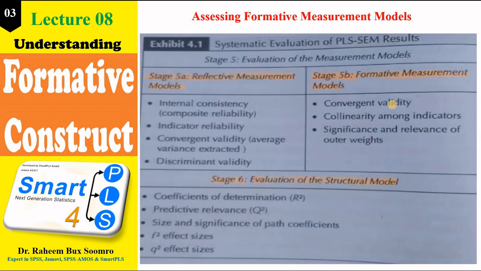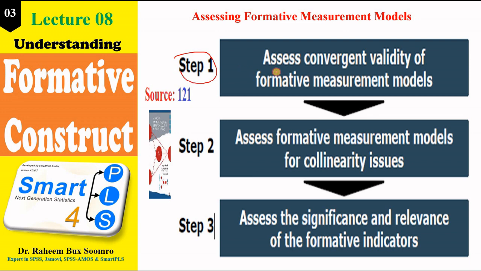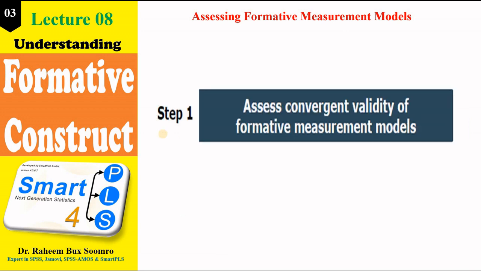Now when you talk about assessing formative measurement models, these are the tools available: convergent validity first, collinearity among the indicators, and the significance and relevance of the outer weights. So this is step number 1: assess the convergent validity in the formative measurement model. This image has been taken from page number 121 of a very famous book on SmartPLS, A Primer on SmartPLS. Step number 1: assess convergent validity of the formative measurement model.